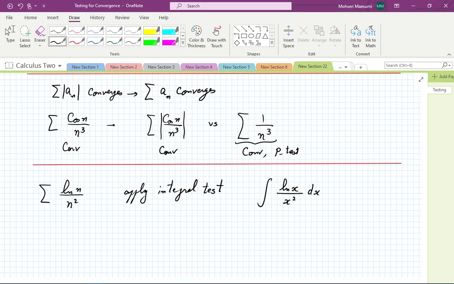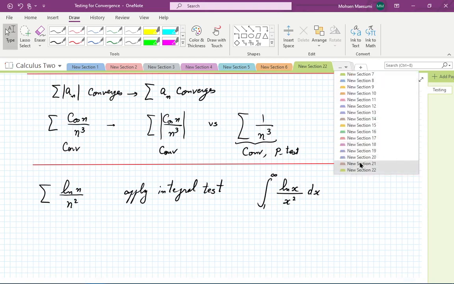What was the story? If this improper integral converges, then that one converges too. If that one diverges, this one will diverge as well. So they go hand in hand. So if we have two functions, both of them positive, declining, then we can do that comparison. Let's go ahead.